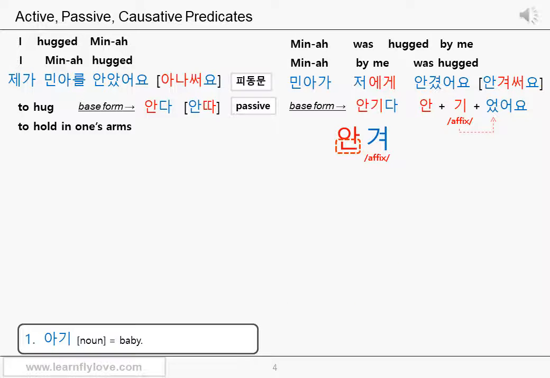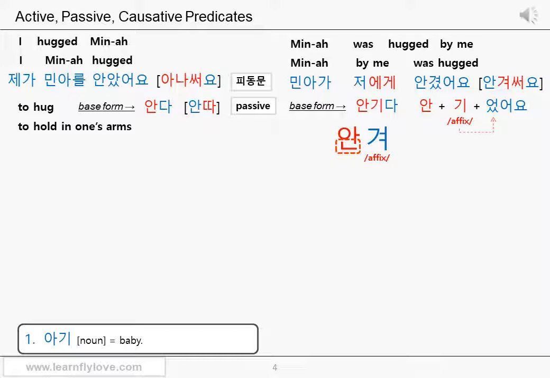If you don't want to remember all the grammar that makes the passive form of the verb 안다 in Korean, you can just remember that 안기다 is the passive form of the verb 안다. Just remember 안기다 as a different verb. You don't have to know the process. But the exact meaning of this passive verb 안기다 is a little bit different from the English. Again, this Korean sentence is also in the passive. But you should know that this Korean sentence 미나가 저에게 안겼어요 sounds a little bit different from the English sentence Mina was hugged by me. We'll tell you how.